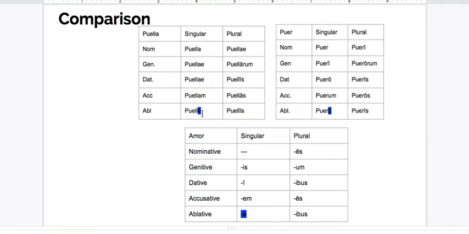Next up is that ablative singular. We still just have a vowel by itself. So we had A with a macron, O with a macron. Now we just have E, no macron. So that's another thing. When we see a word with just a vowel on the end, it's usually a good hint that that word has a good chance of being in the ablative. Okay?